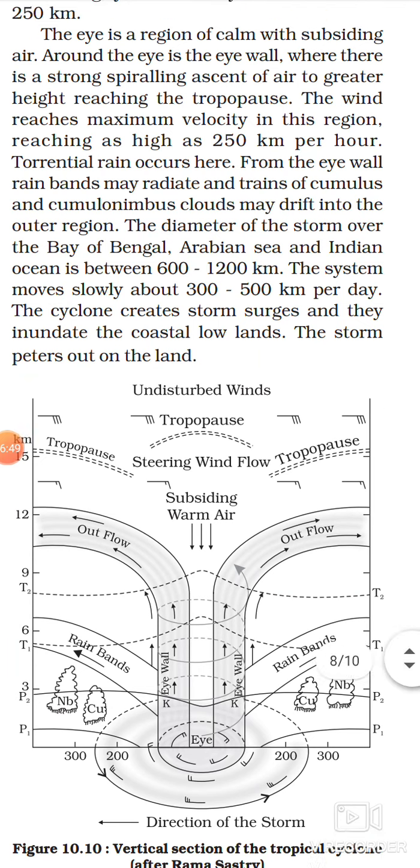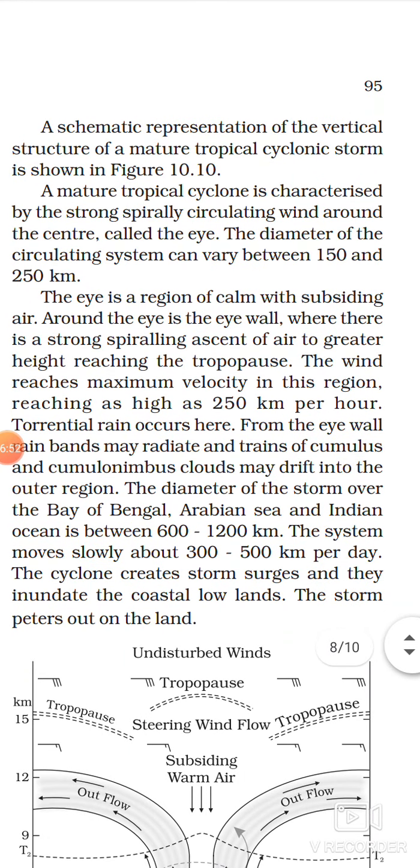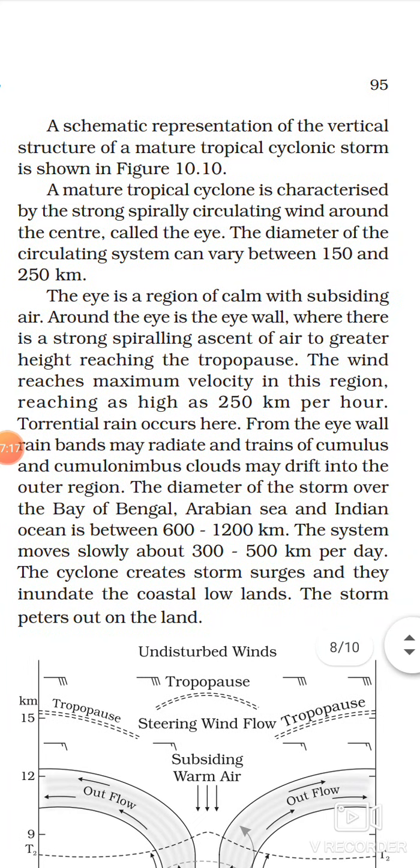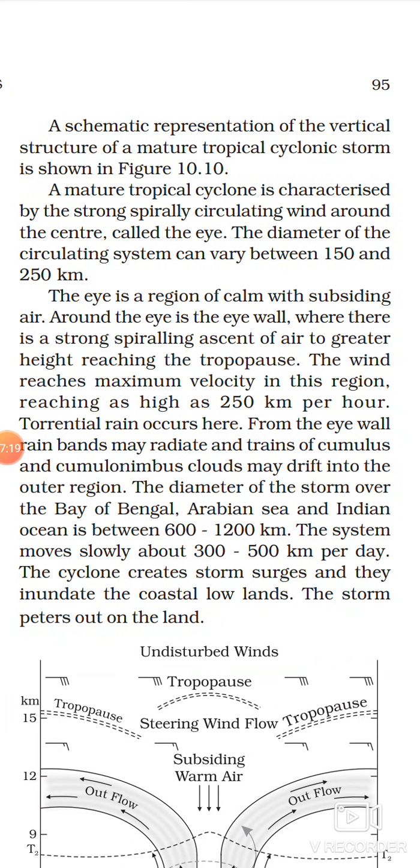So the eye of the cyclone is the circulating wind around the center. Cyclones move in a spiral manner, as we have seen in photos and videos, and I think everyone must have seen the general image of a cyclone in newspapers and other media sources. So a mature tropical cyclone is characterized by strong spirally circulating wind around the center. That's called the eye.